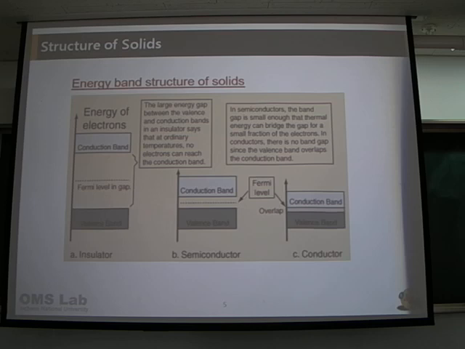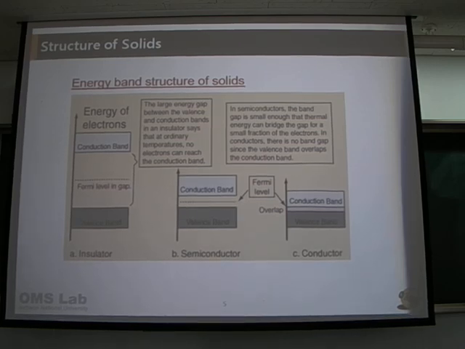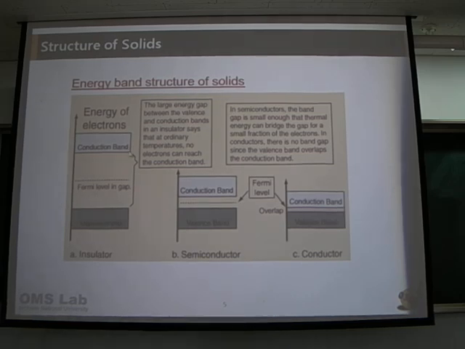If we compare the insulator, semiconductor and the conductor, look at the left figure, A, which shows the insulator, the middle one, semiconductor, and the last one, the right side one, conductor. In an insulator, there is a large energy gap between the valence and the conduction bands. At ordinary temperature, no electrons can reach the conduction band. It means that between the valence band and the conduction band, there is a very big gap. This is the Fermi level in the gap. And the other two are the semiconductor and the conductor.